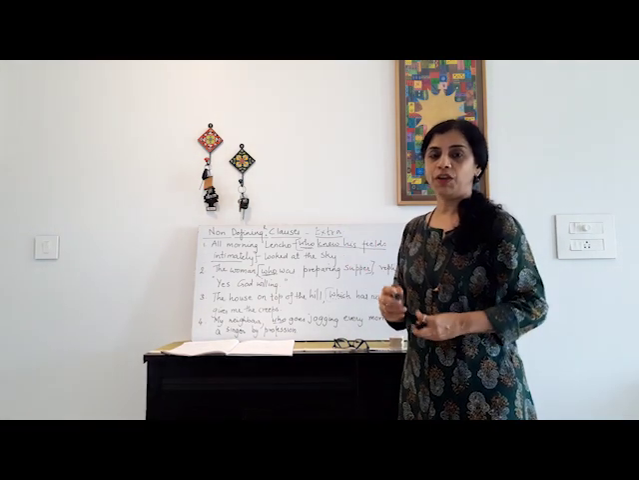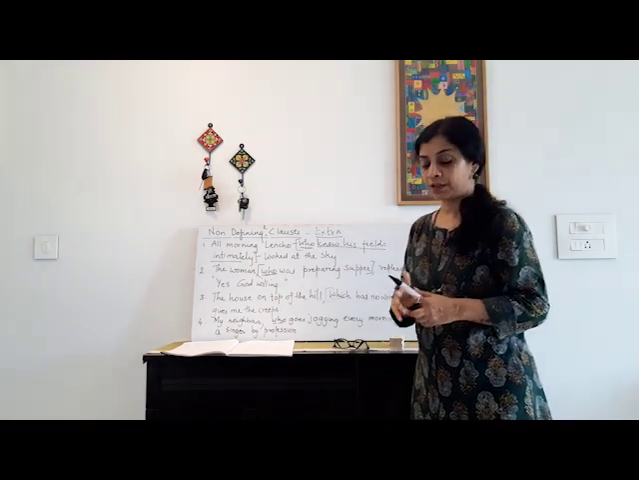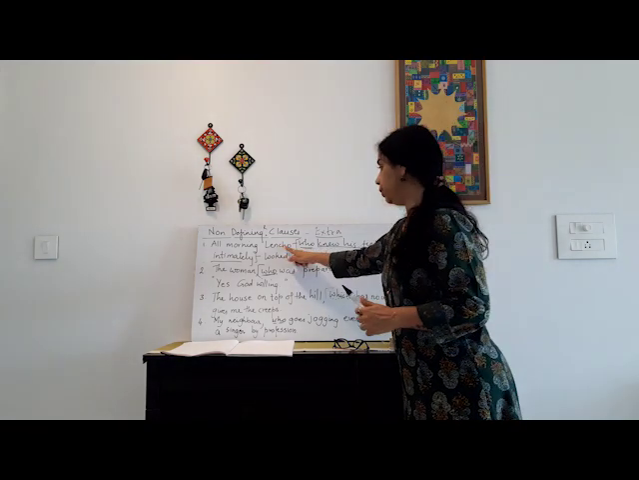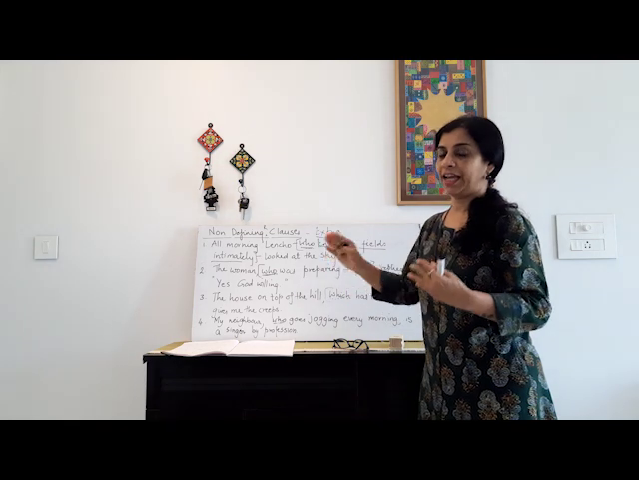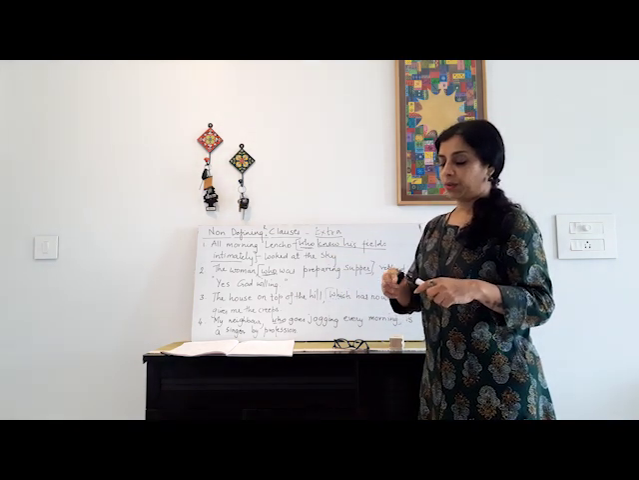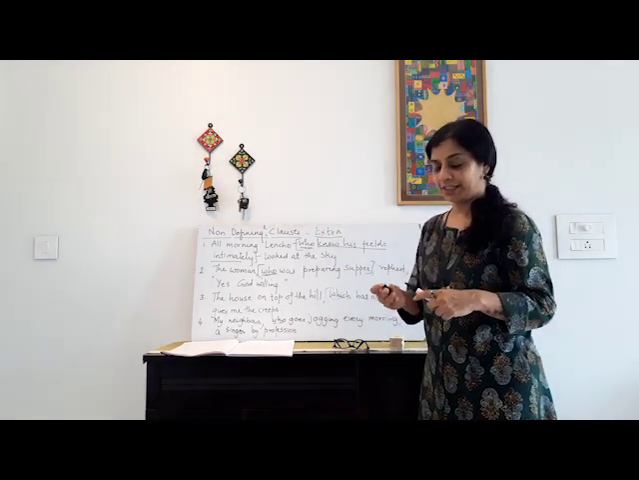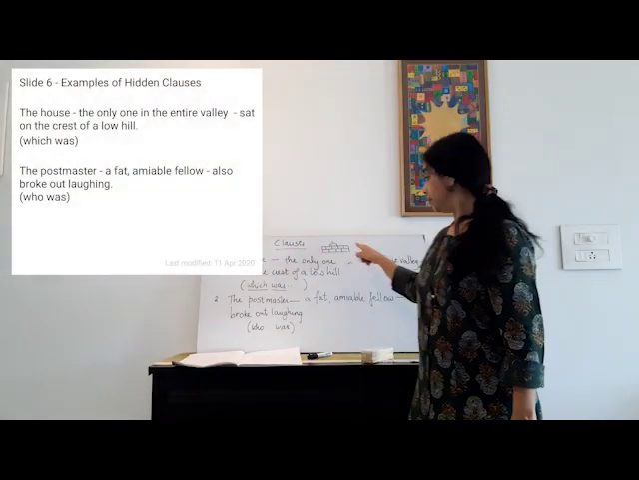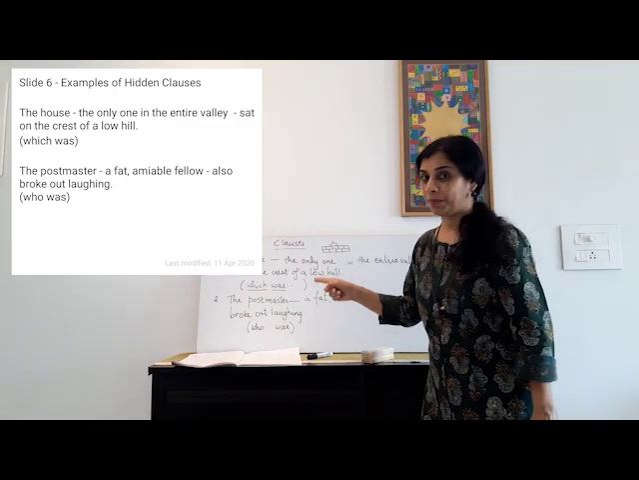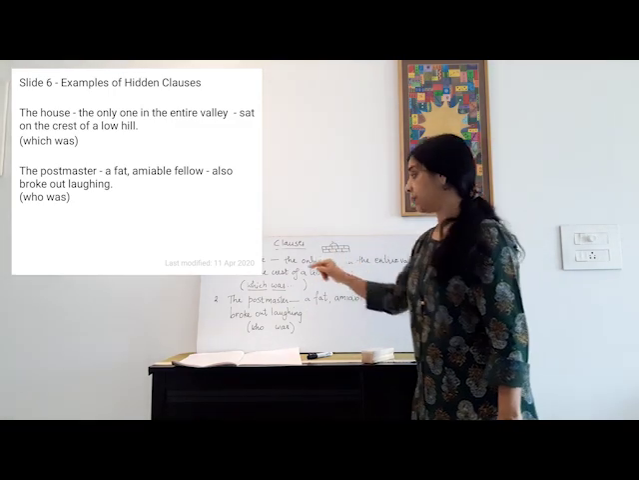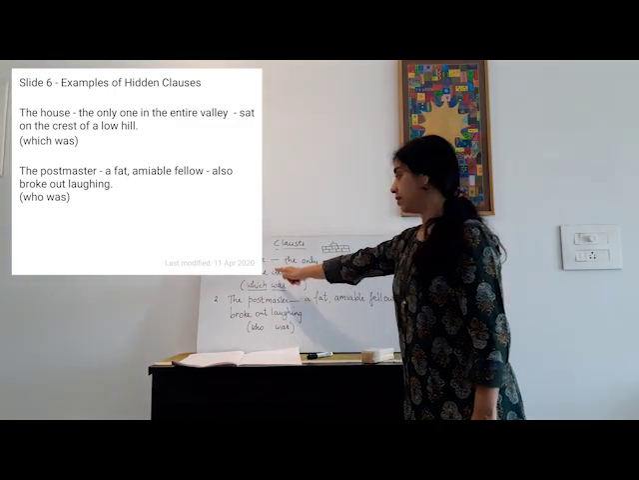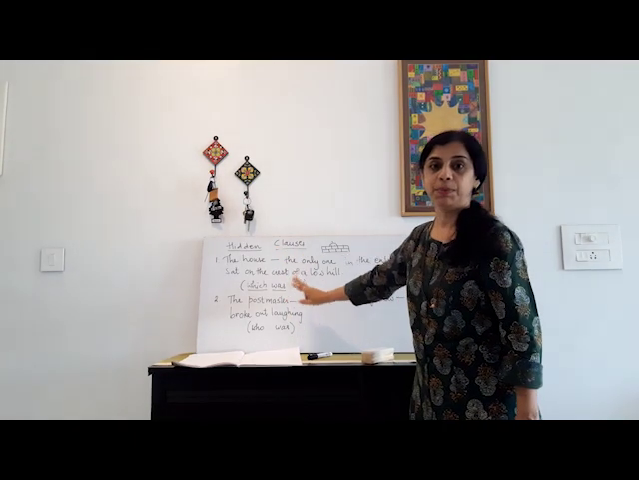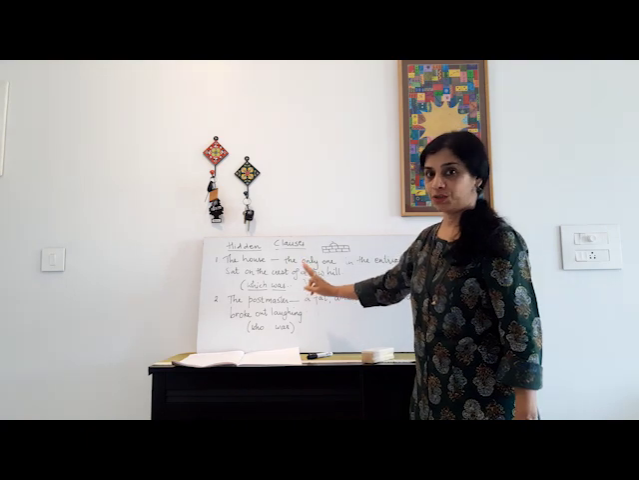Okay. There is something called a hidden clause. A hidden clause is when the who and the verb are not expressed. Hidden clauses: you cannot see them, but they do exist. The house. This is from, again, A Letter to God. Both these examples are from the lesson A Letter to God.